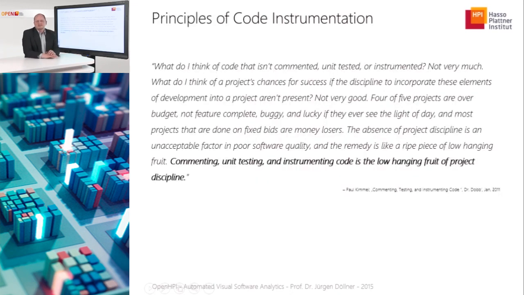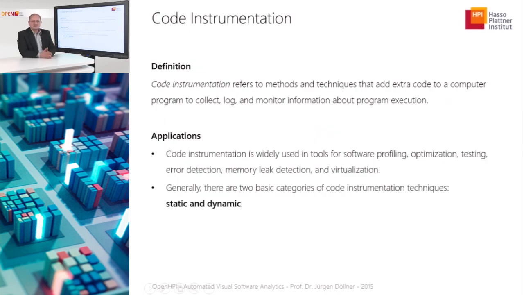For software quality, it is a so-called low-hanging fruit of project discipline. Together with commenting and unit testing, instrumenting code is an essential technique that is used to understand system behavior and to improve software quality. What is code instrumentation? Code instrumentation refers to methods and techniques that add extra code to a computer program in order to collect, log and monitor information about program execution.